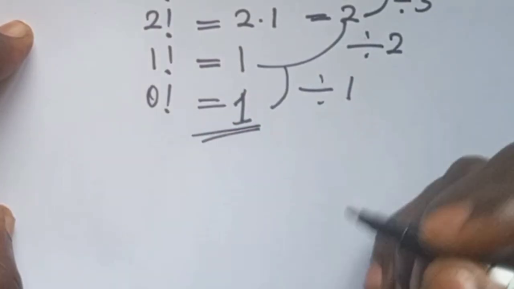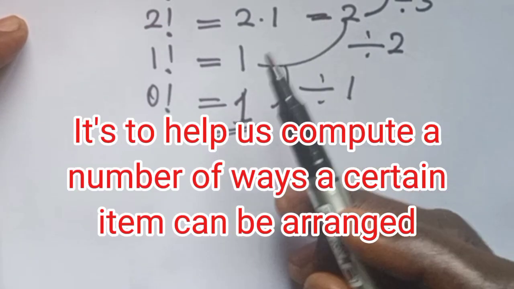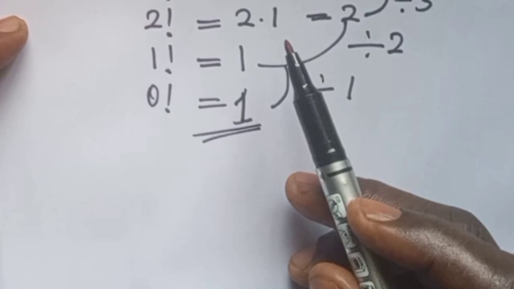So what is the essence of using a factorial? It's simply to help us compute the number of ways to arrange a certain number of items.